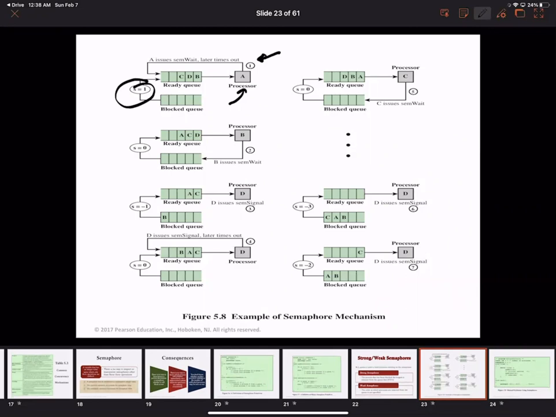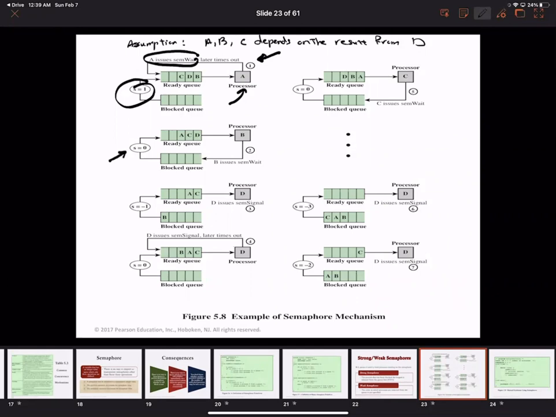Because in this program, processes A, B, and C depend on the result from process D. So the assumption in this example is that processes A, B, and C depend on the results from process D. When the semaphore count equals 1 initially, that indicates that one of D's results is available. Now let's see what happens when A issues a semWait instruction. When A issues a semWait on semaphore s, the semaphore is decremented to 0, and A can continue to execute.